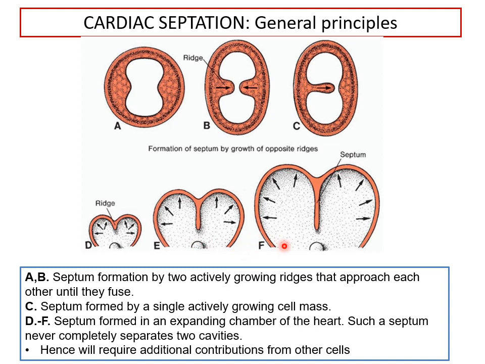No, because the chamber is growing bigger and bigger. It's like you're bringing some partition down from the roof, but that roof is growing higher and higher, so it won't reach the floor. So in this case, what happens is we need some contribution from somewhere else to complete the partition. That means some cells from below at the same time can grow upwards to this downcoming septum and then add to the partition, right? So we will see how different chambers of the heart get partitioned in different ways.